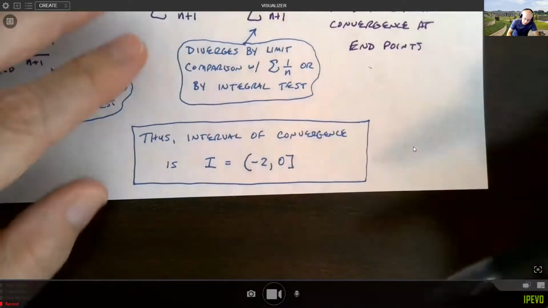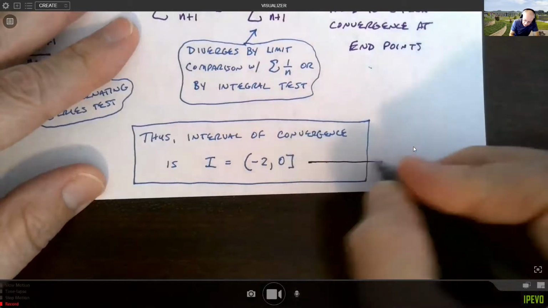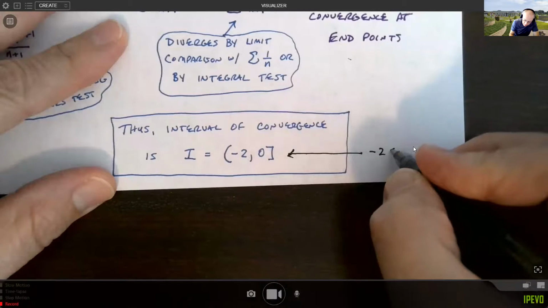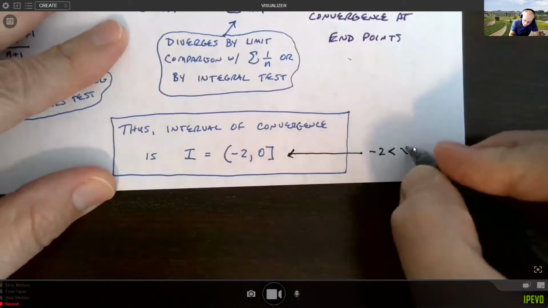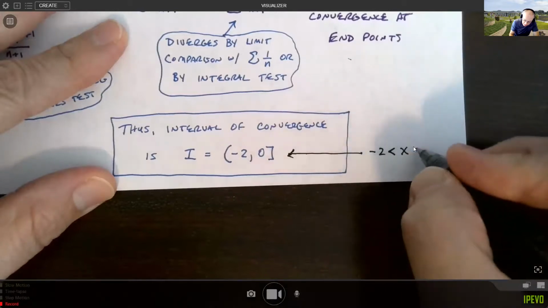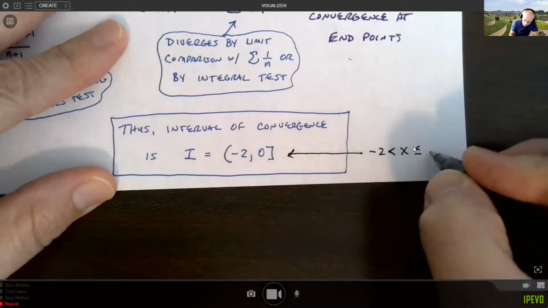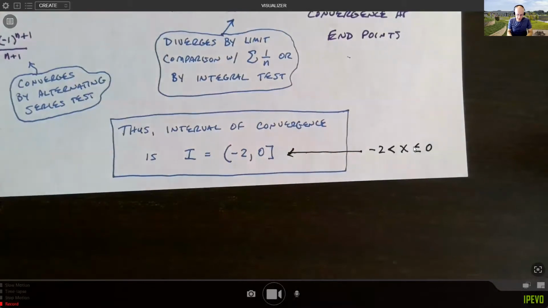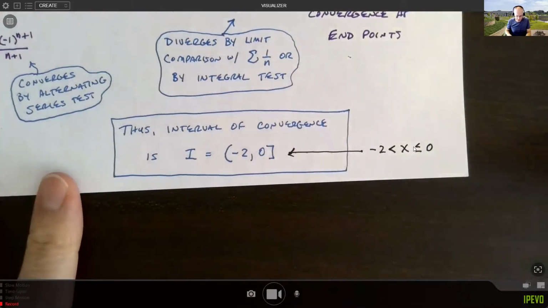Okay, if you want to use inequality notation, that's fine. You would say x is going to be greater than -2, or -2 is less than x, but at the same time, x is less than or equal to 0. Okay, that is the interval of convergence for this power series.